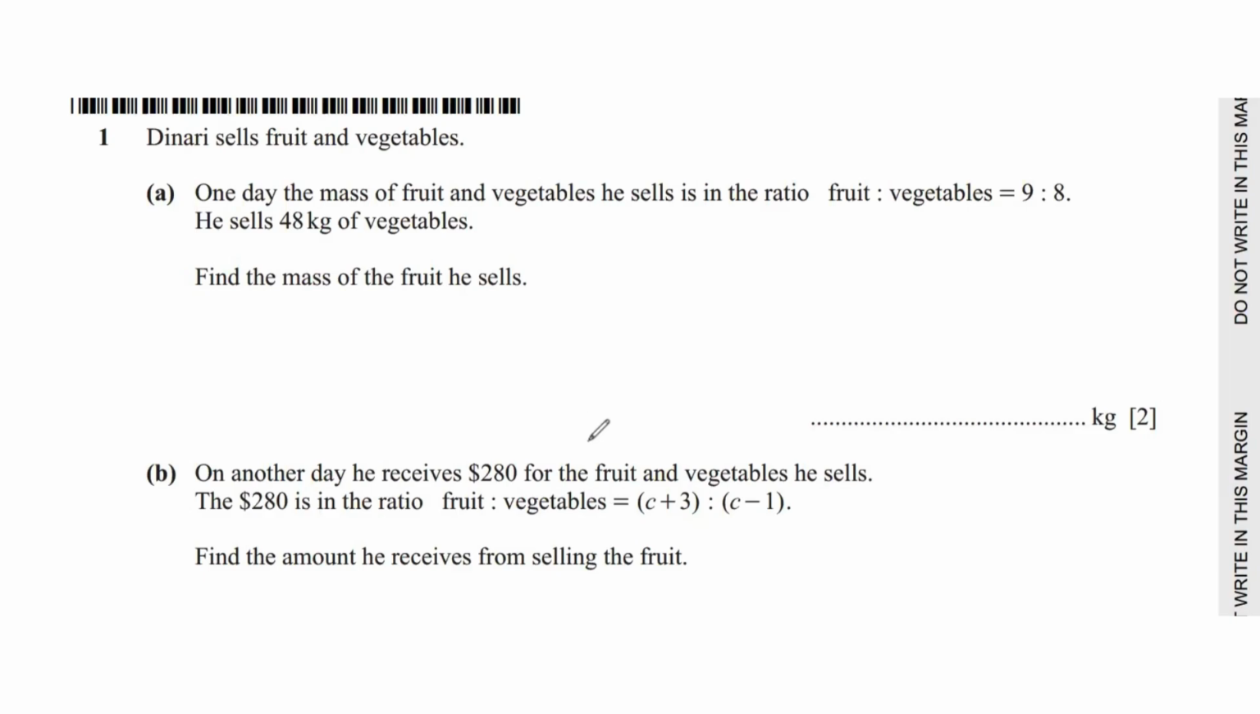Nari sells fruit and vegetables. One day, the mass of fruit and vegetables he sells is in the ratio fruit to vegetables equals 9 is to 8. He sells 48 kg of vegetables. Find the mass of the fruit he sells.